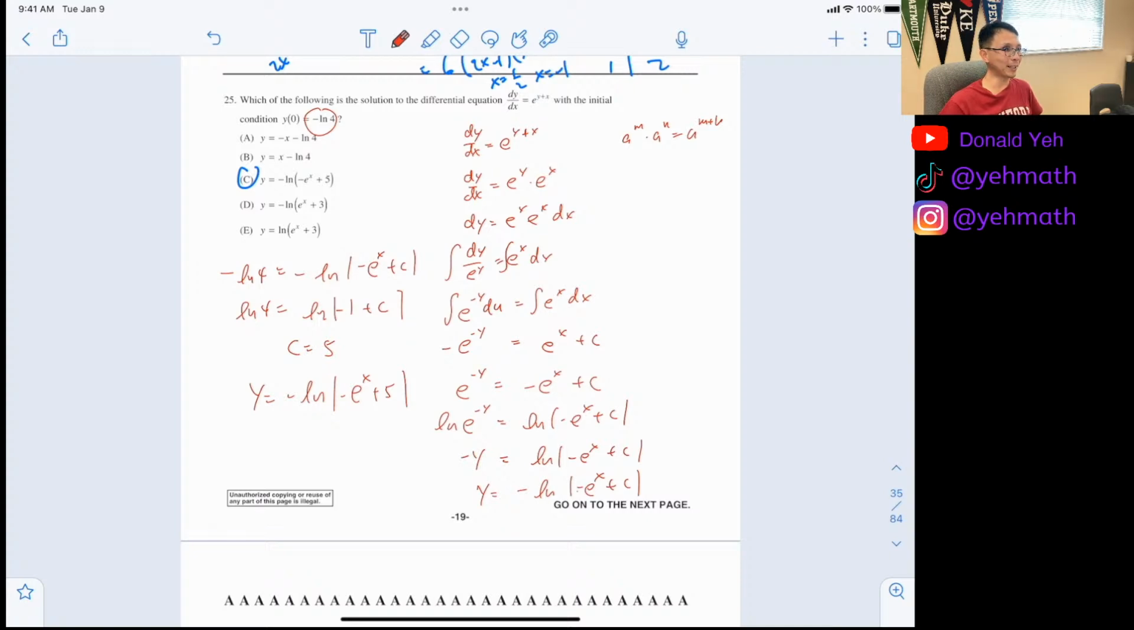I don't know why they put this on MCQ. It'd be like number 6. Yeah, and this is hard because there's a lot of negative signs. I don't feel like it's that bad. It's not bad, but it's a lot of negative signs you can mess up.